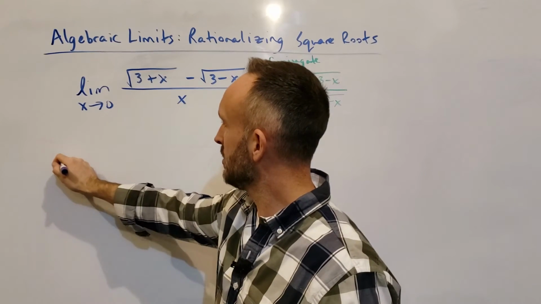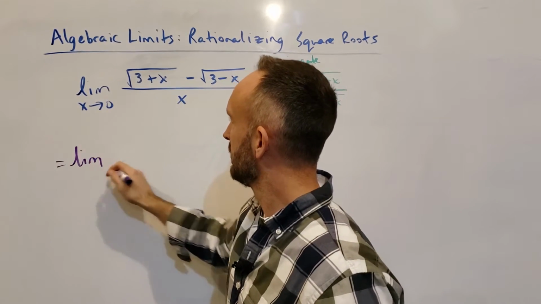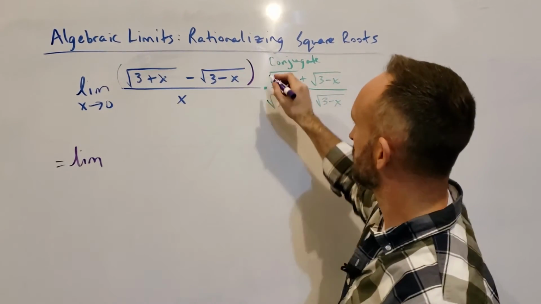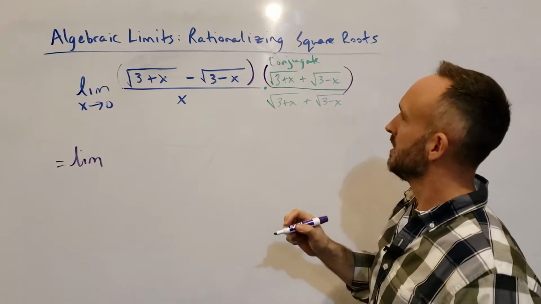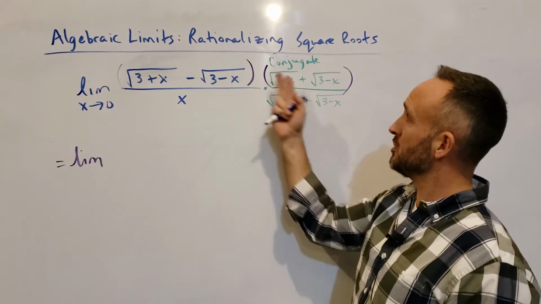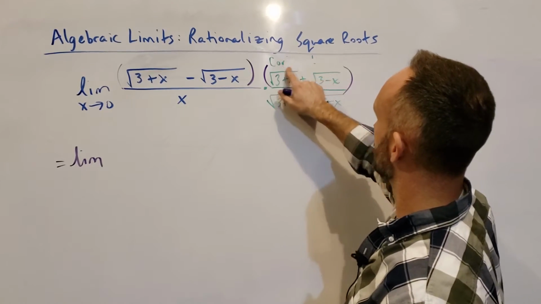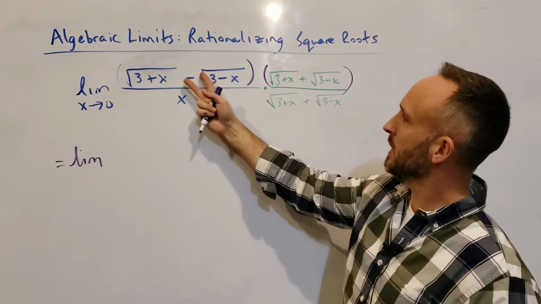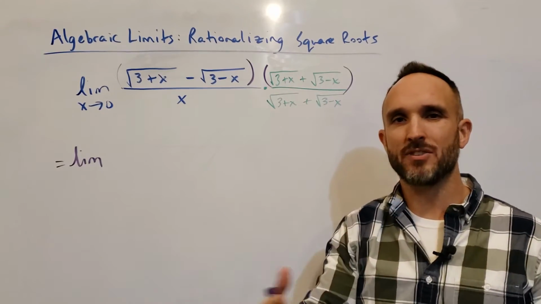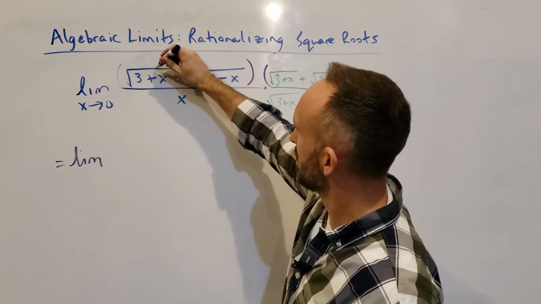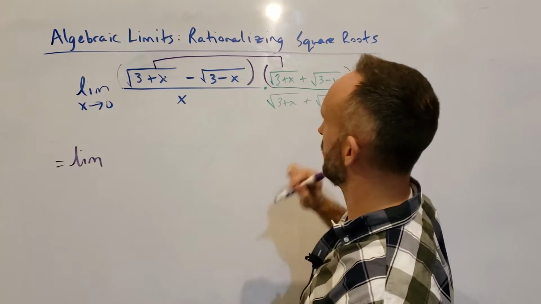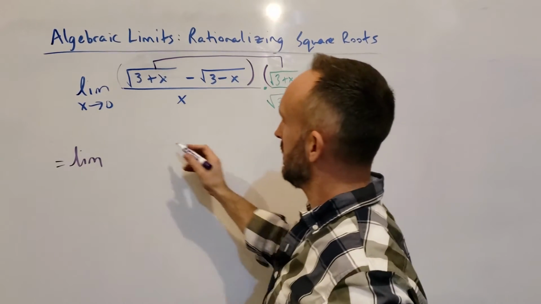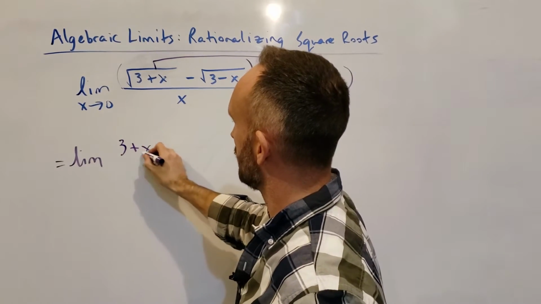So this will equal the limit. We're going to take this binomial of square roots and multiply it by this binomial of square roots. The good news is they're conjugates, okay? I'm going to erase this so I have some space here. They're conjugates. When you multiply conjugates together, all the stuff in the middle cancels. So what I mean by that is I'll multiply this square root by this square root. When you multiply a square root by itself, the square root goes away, so all we have is 3 plus x remaining from that product.